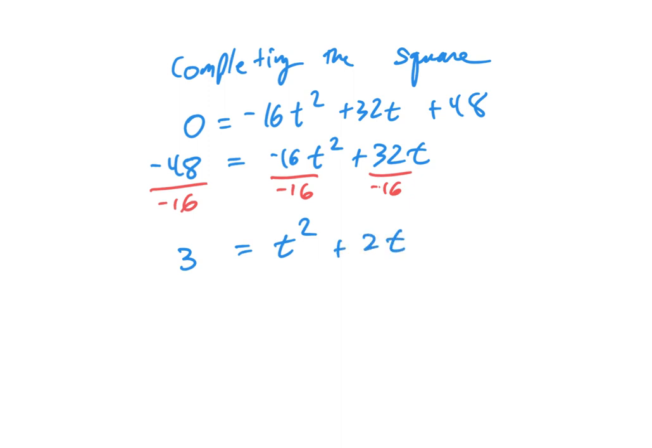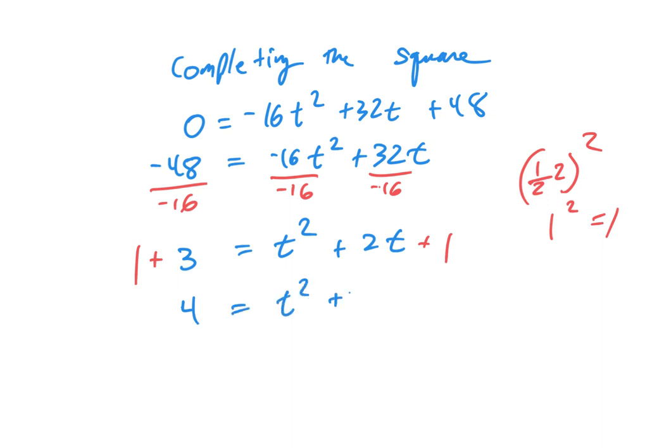And here's where it becomes completing the square. I take the middle number, 2, and I take half of 2, and I square it. So half of 2 is 1. 1 squared is 1. And I'm going to add 1 to both sides. I'll then have 4 equals t squared plus 2t plus 1. And here's the reason why.